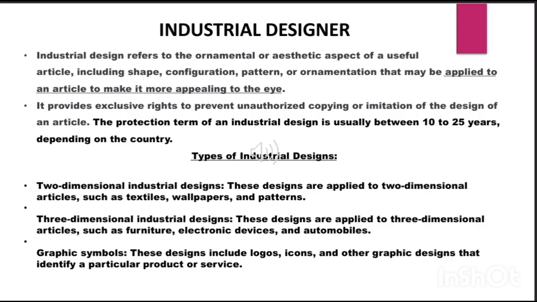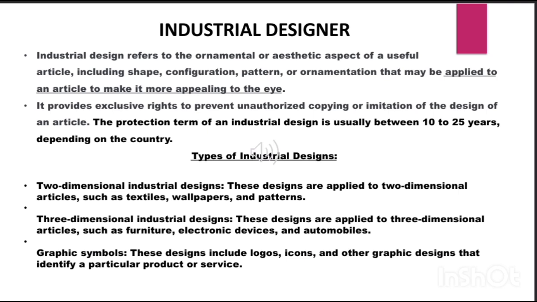Here comes the next type of IPR, which is an industrial design. An industrial design refers to the ornamental or aesthetic aspect of a useful article, which includes shape, configuration, pattern or ornamentation that may be applied to an article. So this makes it more appealing to the eyes. This exclusive right prevents the unauthorized user from copying or imitating the design of the article. And this protection is usually between 10 to 25 years.